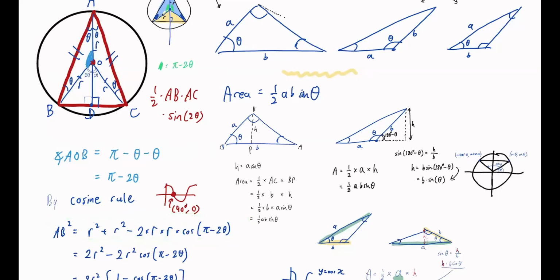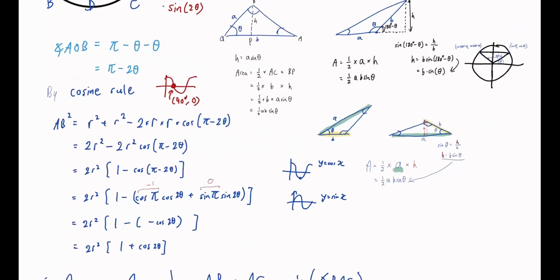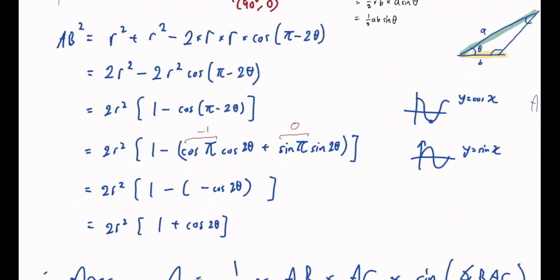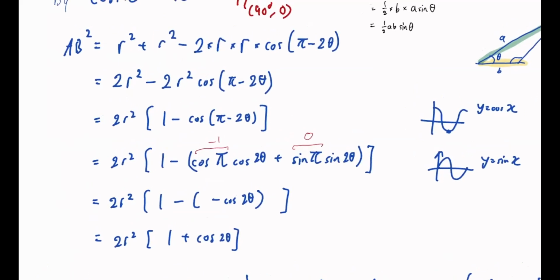And as a result, we get this to simplify. How? Just combine now. R squared plus R squared, 2R squared. Minus 2 times R times R, minus 2R squared, multiplied by cosine of pi minus 2 theta. 2R squared, I can factor it out. Oh, you start to realize that it looks similar to the question already. S equals R squared times something, but you have an extra 2. Then factor out, you get 1 minus cosine of pi minus 2 theta.